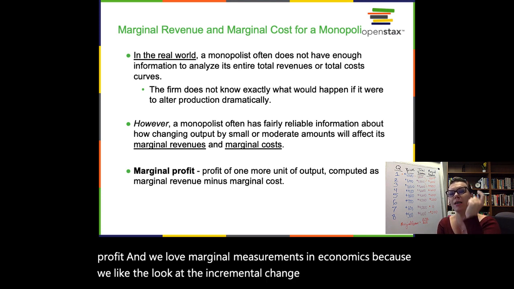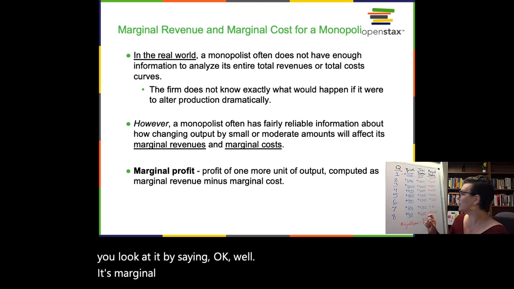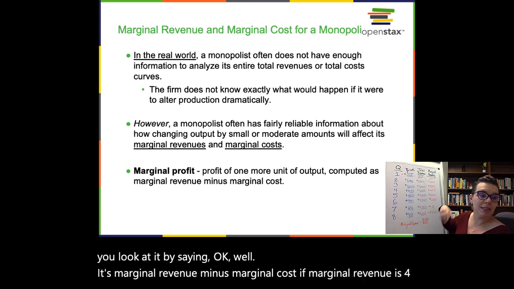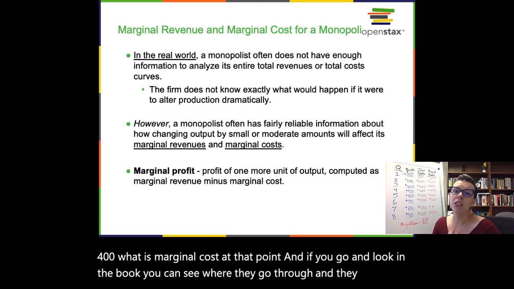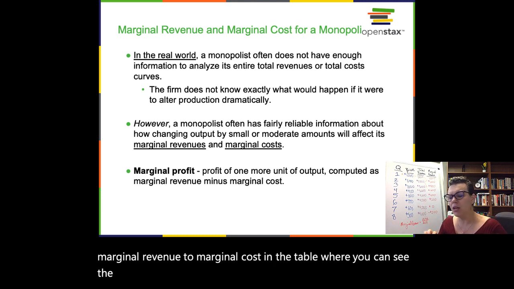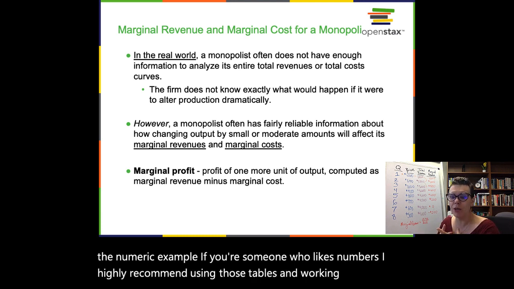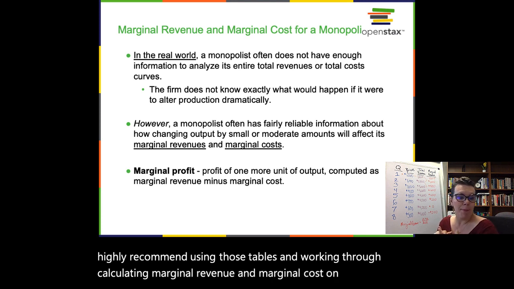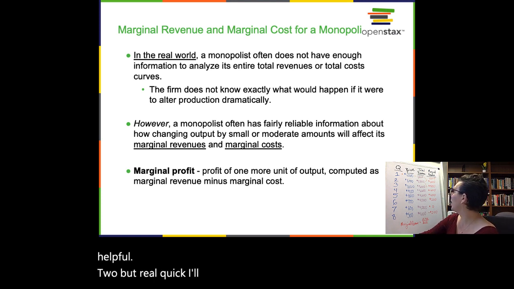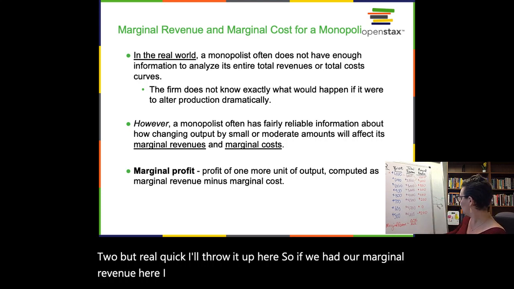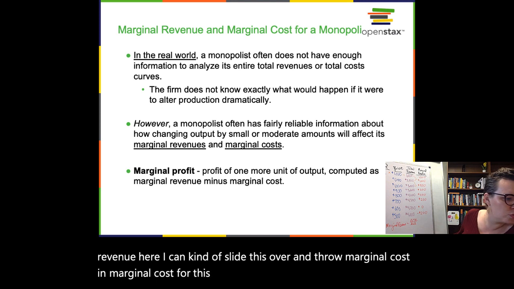So marginal profit is just the amount of profit one more unit of output produces. And you look at it by saying, okay, well, what's marginal revenue minus marginal cost? If marginal revenue is 400, what is marginal cost at that point? And if you go and look in the book, you can see where they compare marginal revenue to marginal cost in the table where you can see the numeric example. If you're someone who likes numbers, I highly recommend using those tables and working through calculating marginal revenue and marginal cost on your own. But for our purposes, we'll use the graphs, and I think that's really helpful too. But real quick, I'll throw it up here. So if we had our marginal revenue here, I can kind of slide this over and throw marginal cost in. Marginal cost for this example, we have our marginal revenue.